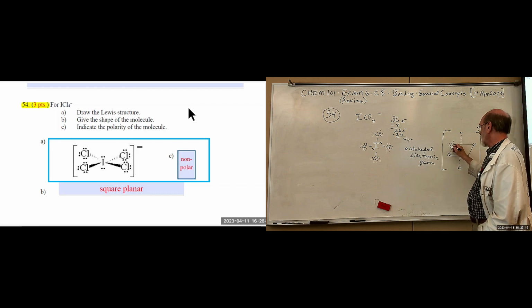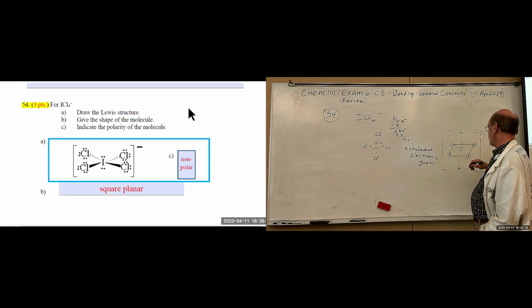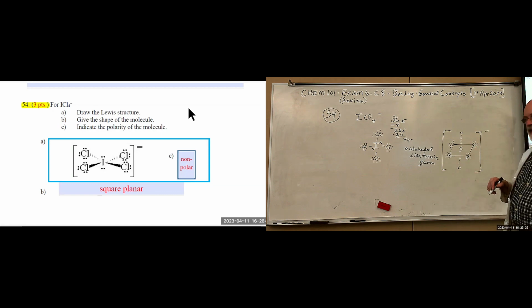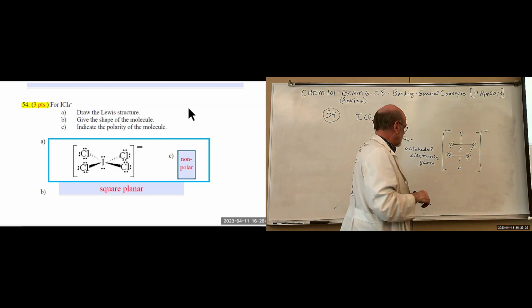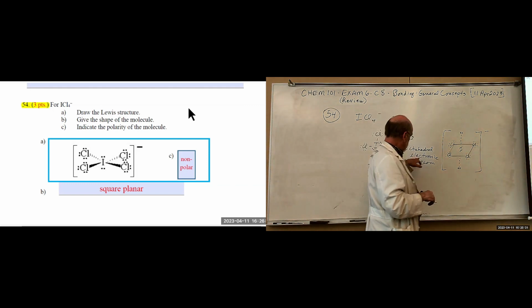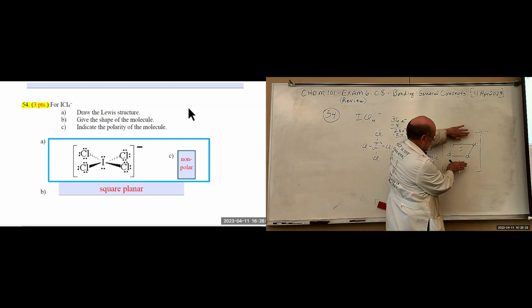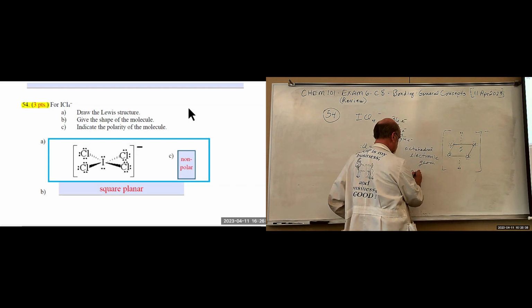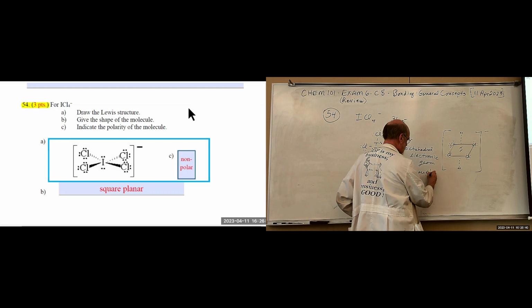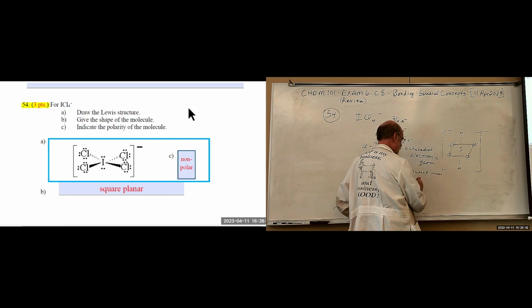Right. So we have that, and that. There we go. So that would be the Lewis dot structure. The shape of the molecule, well, it's octahedral electronic, but cover up the lone pairs and you get a square planar. Square planar molecular geometry.